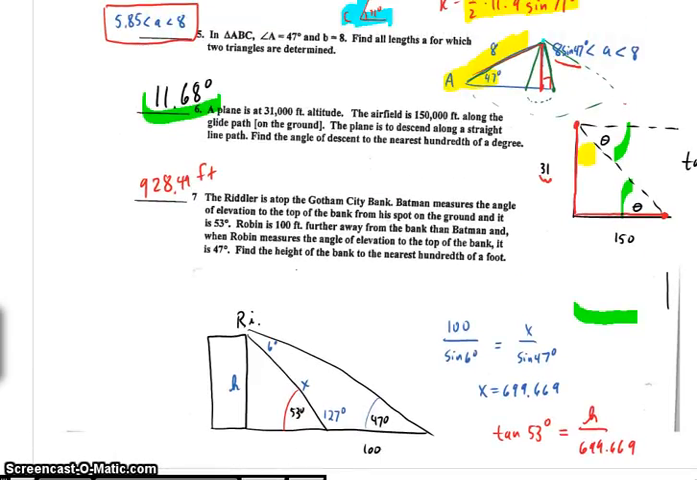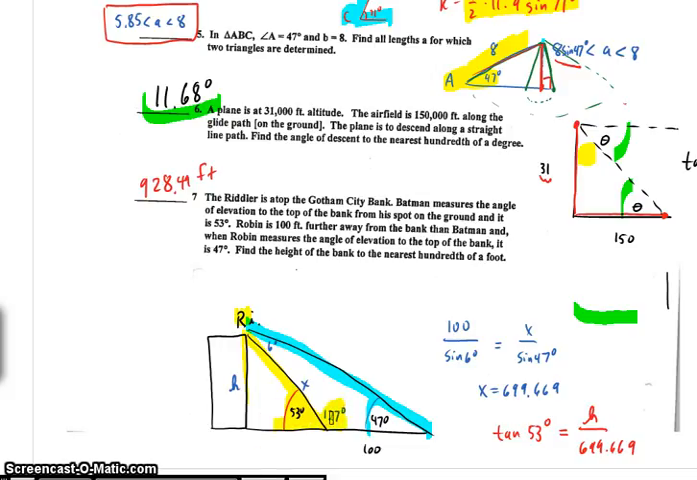The Riddler is on top of a bank. Okay, so here the Riddler's up here, and Batman's down on the ground, I suppose, and he measures that the angle of elevation is 53 degrees. And then Robin is further away, and his angle is actually smaller. It's 47 degrees. I can also find this angle as 127 because I know these two equal 180.